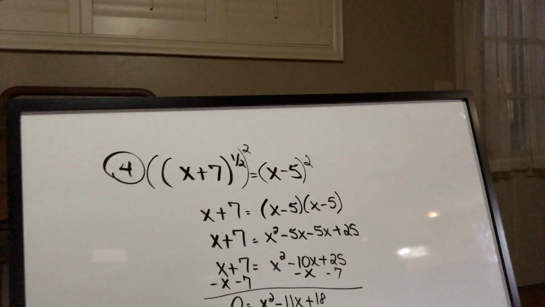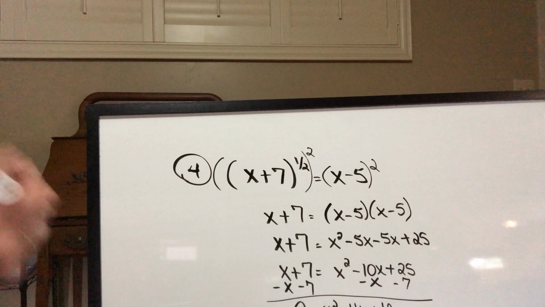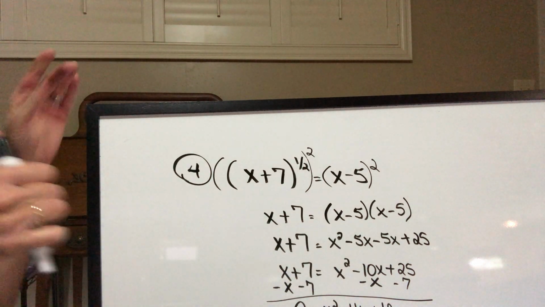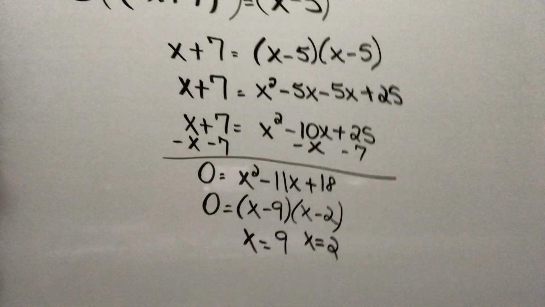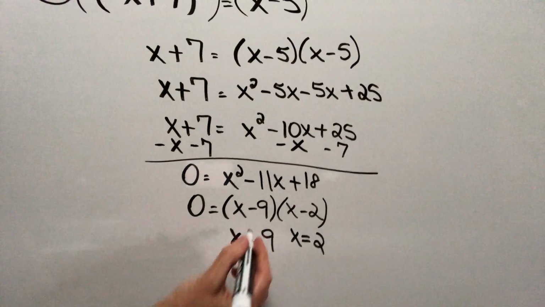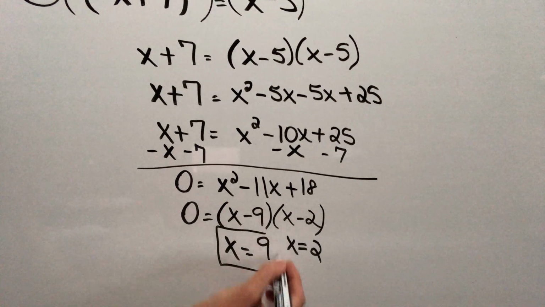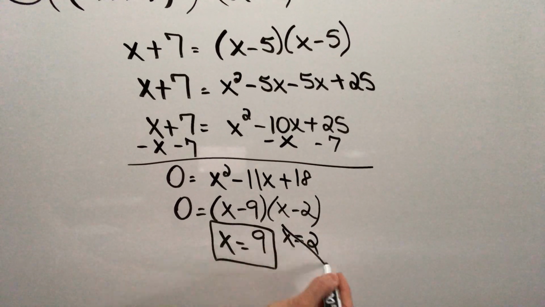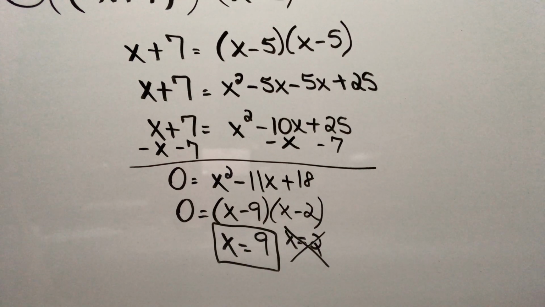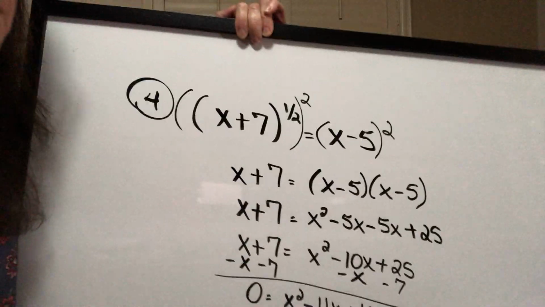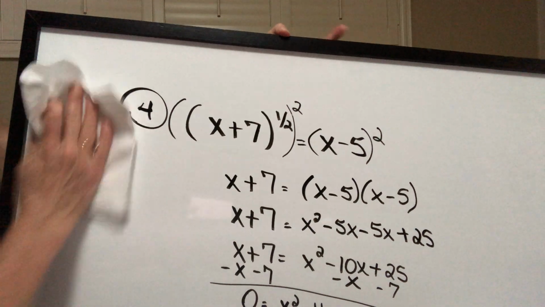Okay, so back to the whiteboard. Here we go. So remember, our options were 9 and 2. When we tried 9, we got the same number on both sides, but when we tried 2, we did not. So 9 works, 2 does not.